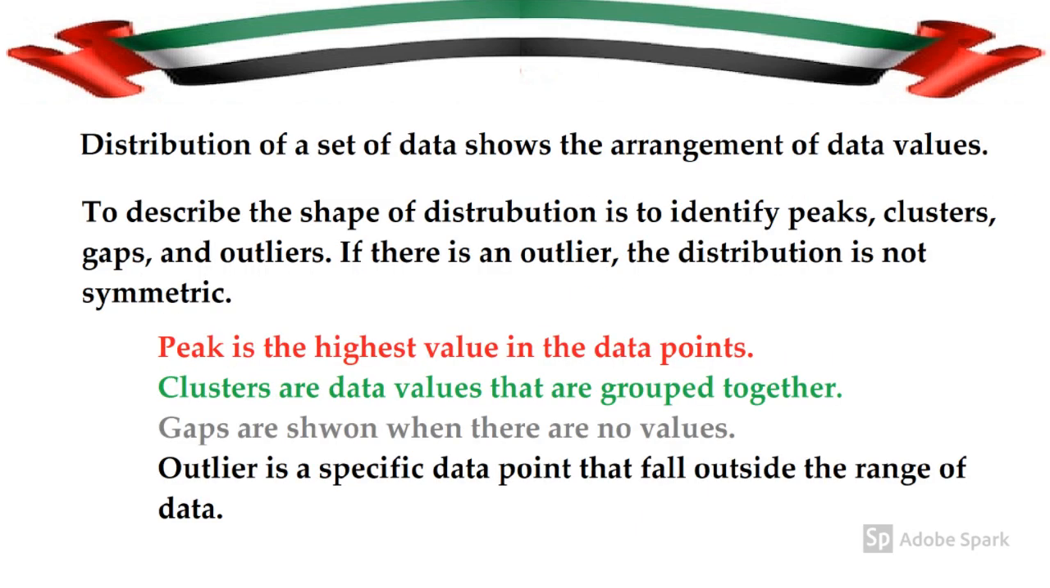To wrap it up, distribution of a set of data shows the arrangement of data values. And to describe the shape of distribution, we need to identify the peaks, clusters, gaps, and outliers. If there is an outlier, the distribution is non-symmetric. So remember, peak is the highest value in the data points. Clusters are data values that are grouped together. Gaps are shown when there are no values, and outlier is a specific data point that falls outside the range of the data.